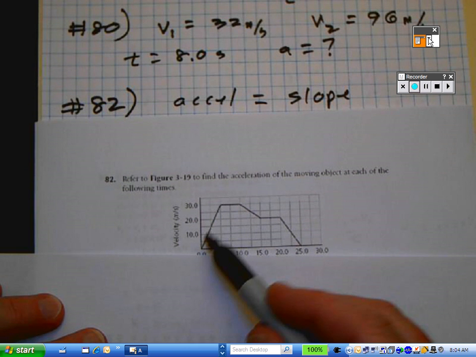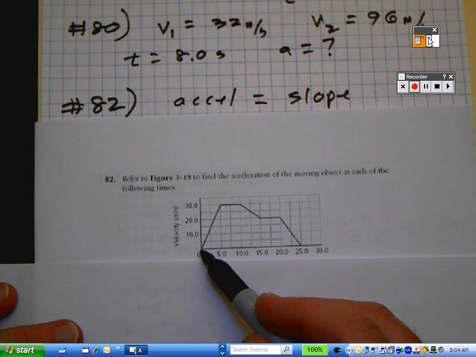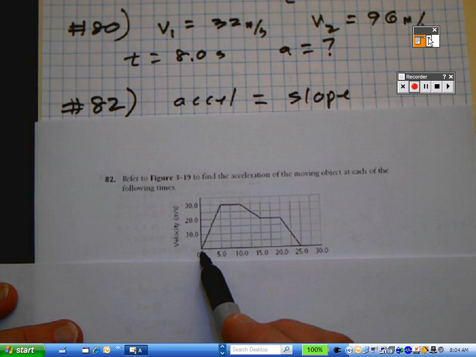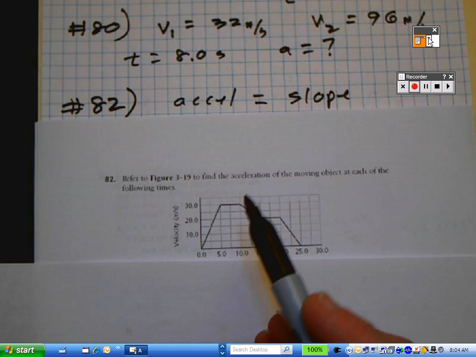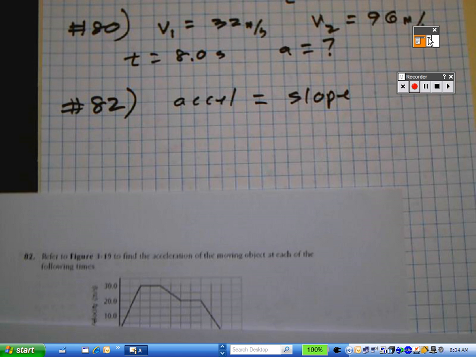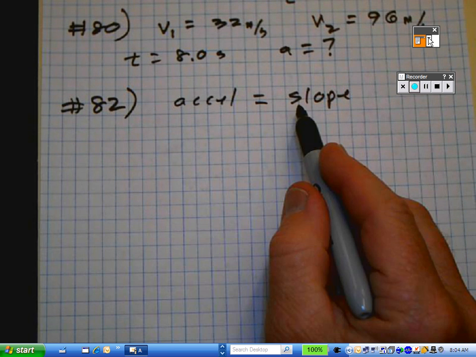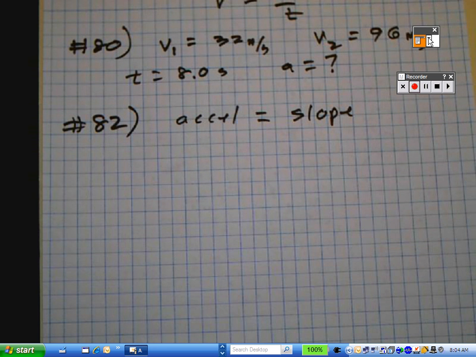So when you do the slope, you're going to simply take the rise, which in this instance would be 30 meters per second, divided by the run, which is 5 seconds. And for each interval, you could use that technique to find the rise over run and the slope. And so all of number 82 could be helped that way.